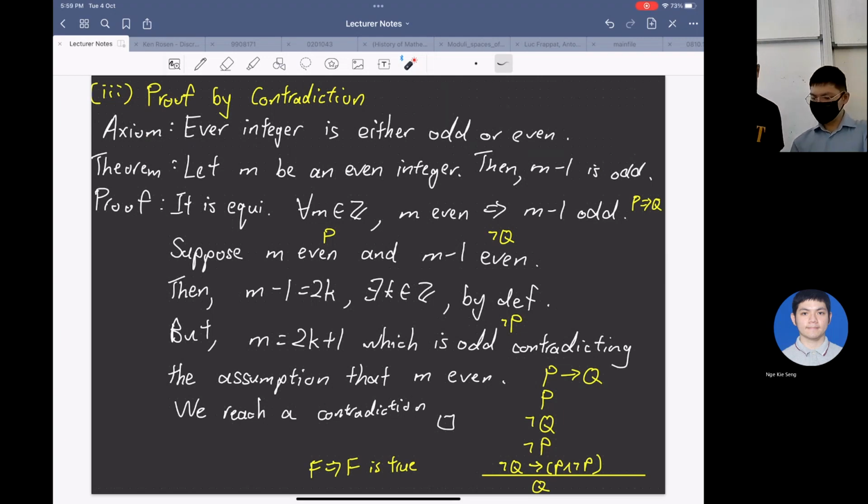Because we assume P is true, so I can put a true statement here. If P is true, so not Q is false.